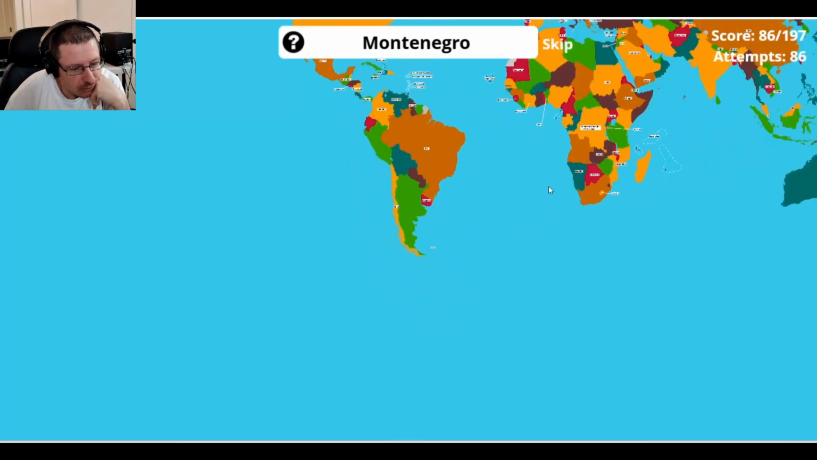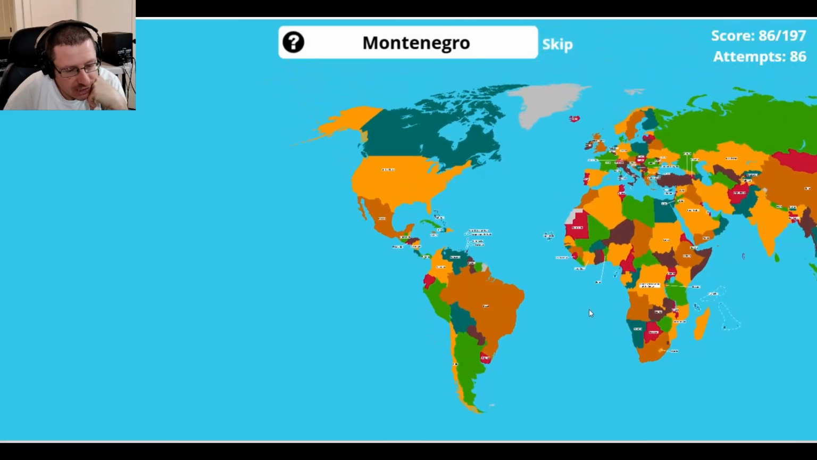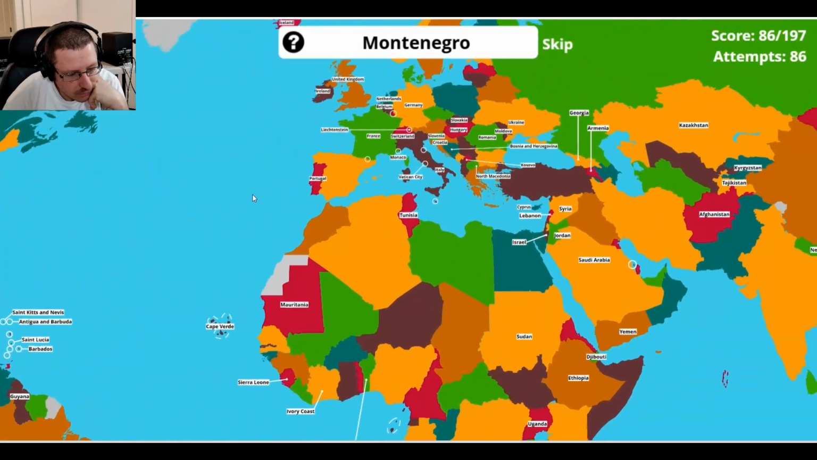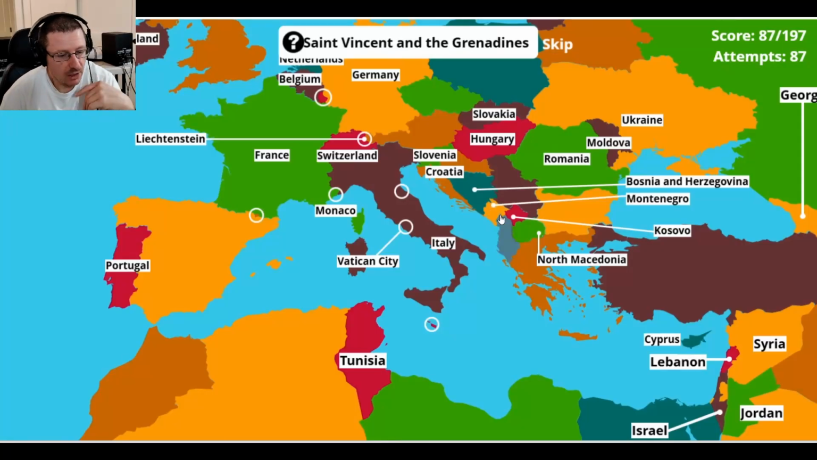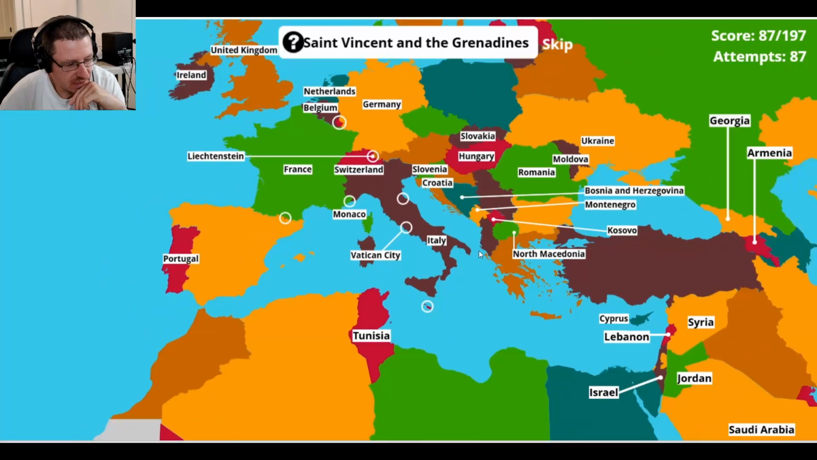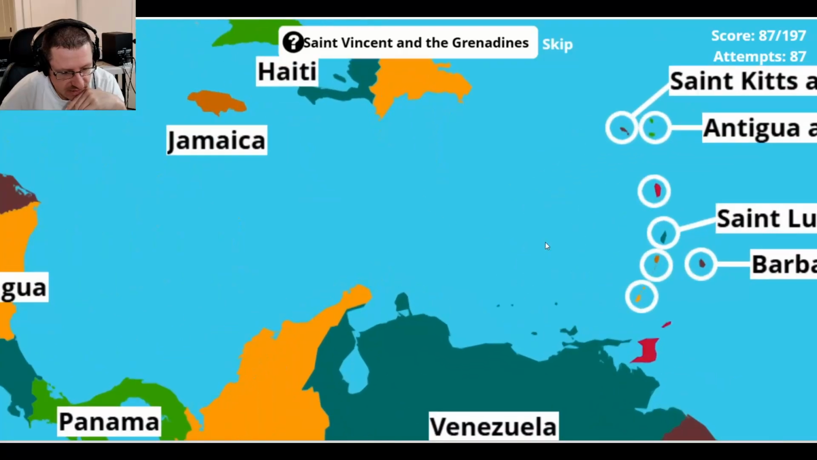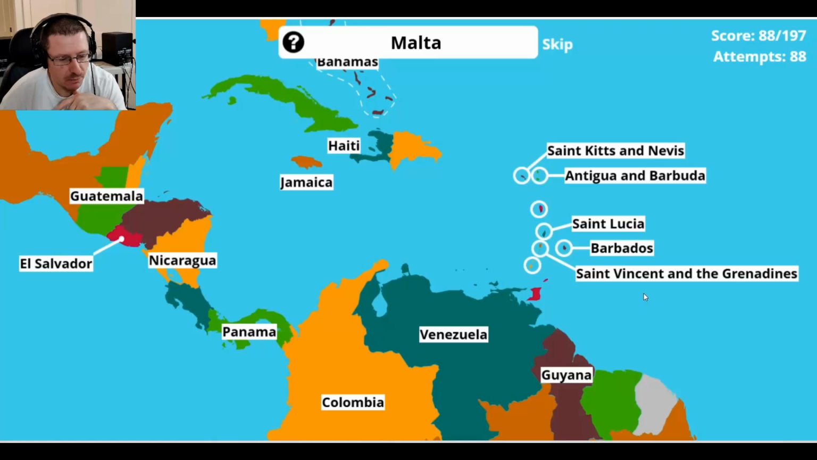Montenegro. Okay, Montenegro is, I believe, right here. Yep, okay, good. Montenegro has the deepest canyon in Europe. St. Vincent and the Grenadines is the second one up right here. The first 3 Pirates of the Caribbean movies had a major filming location in there.